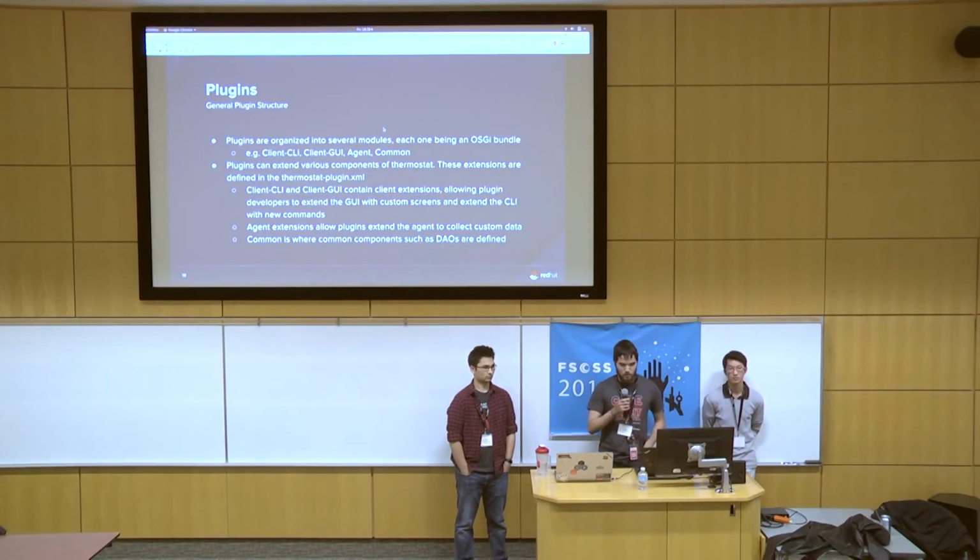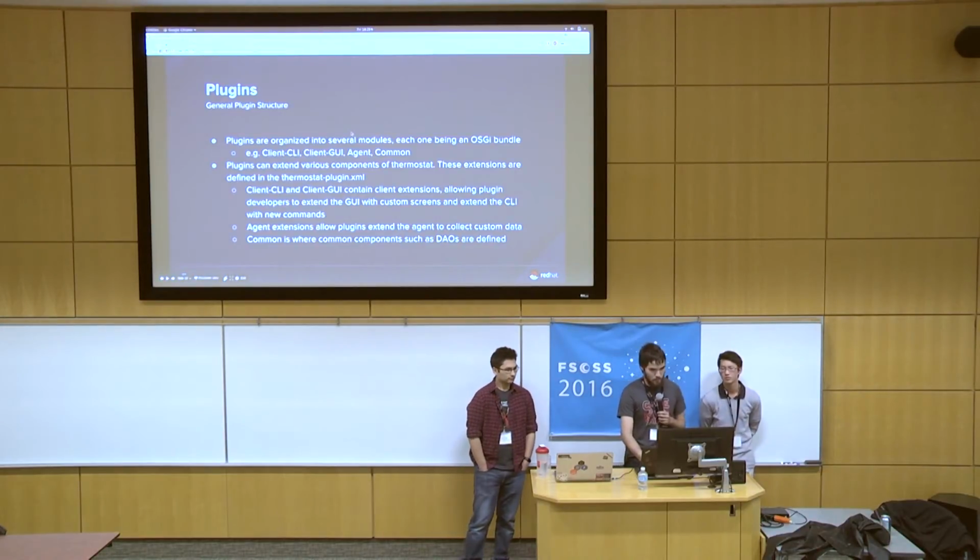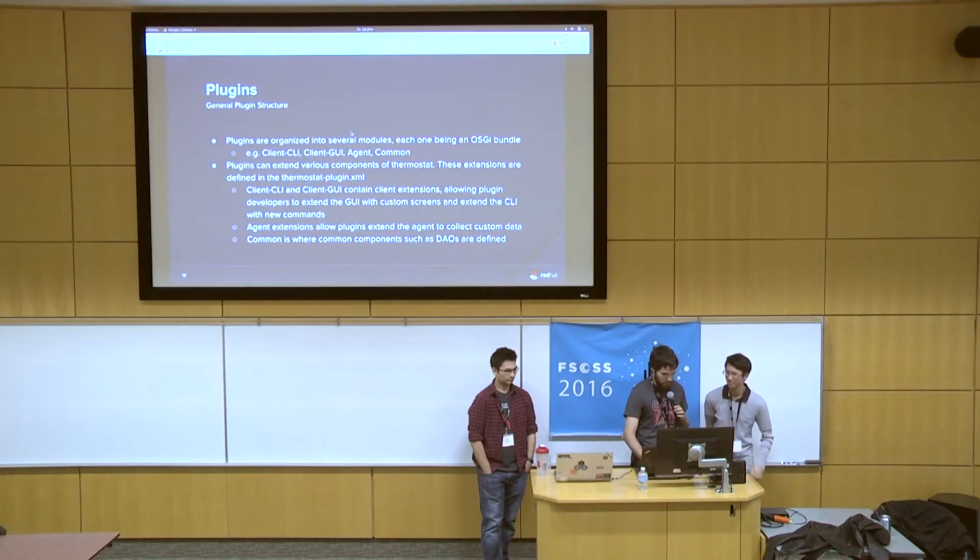So before we jump right into developing a plugin, we need to talk a little bit about the structure of Thermostat. So they're typically organized into several modules, and each of these is an OSGi bundle. So if you open up any of the folders in the source, you'll see stuff like client CLI, client GUI, agent, common. And these are all bundles, and they all extend different things. So let's just have a look at the source.